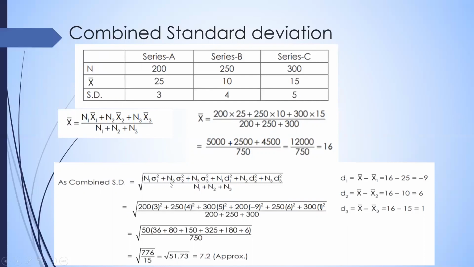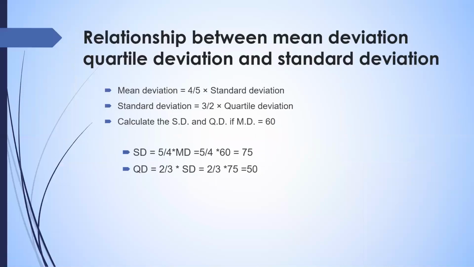And substitute it into the equation for combined mean, which is given by n1 sigma 1 squared plus n2 sigma 2 squared plus n3 sigma 3 squared plus n1 d1 squared plus n2 d2 squared plus n3 d3 squared, divided by n1 plus n2 plus n3, and the square root of that quotient value. Okay. Now, coming down, we have looked into the mean deviations, quartile deviations, and standard deviations.